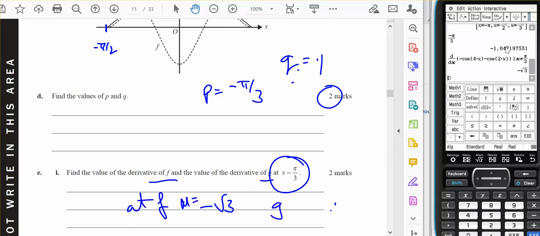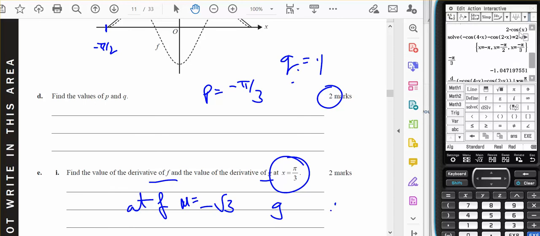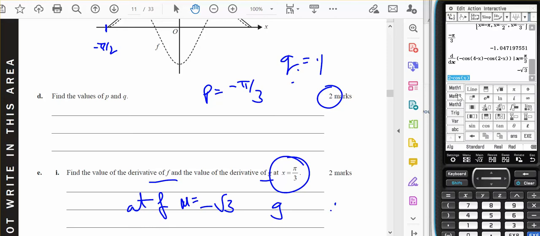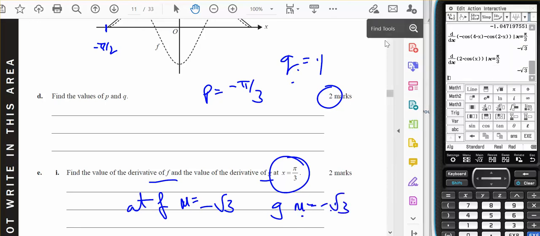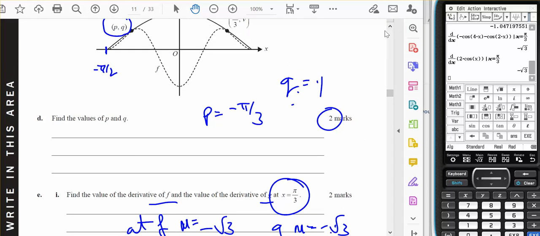And for g, which is this one here, 2 cos of x, take the derivative with respect to x, given x equals negative pi on 3, and lo and behold, I got the same answer, m equals negative root 3. Therefore, if I put a tangent on this point here, its gradient will be negative root 3.